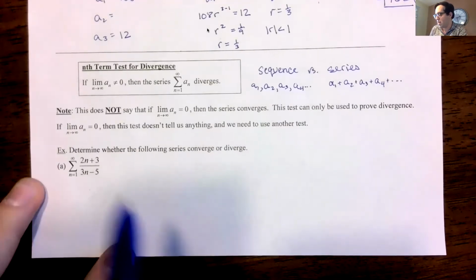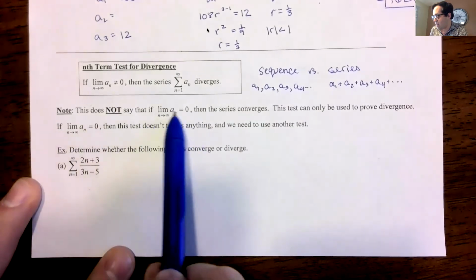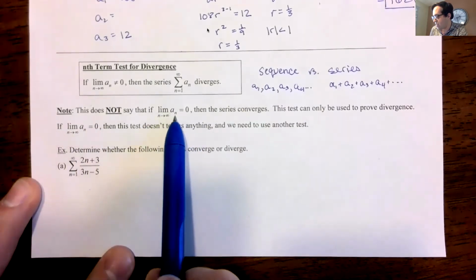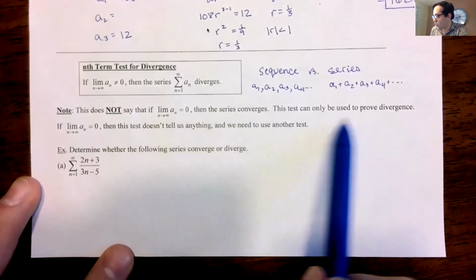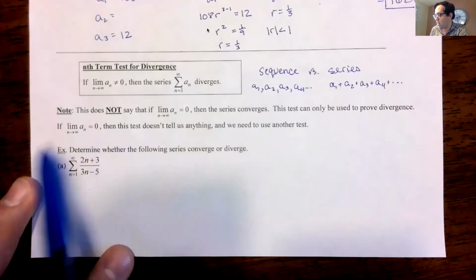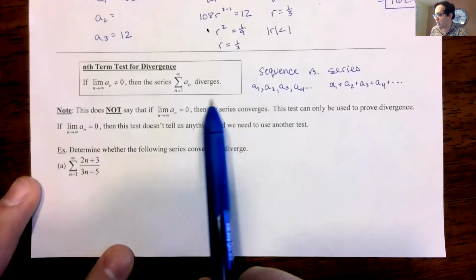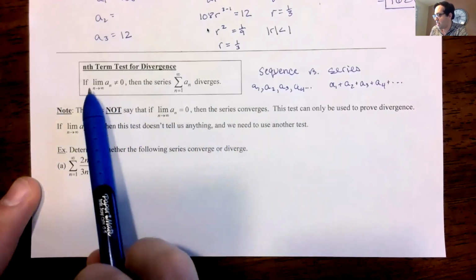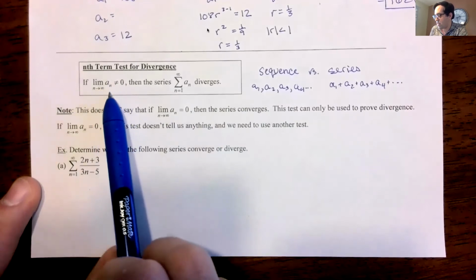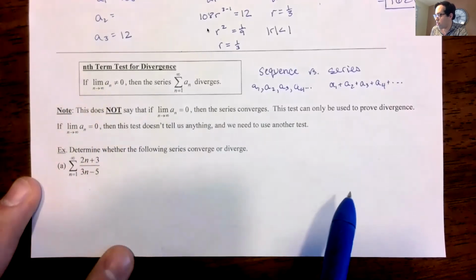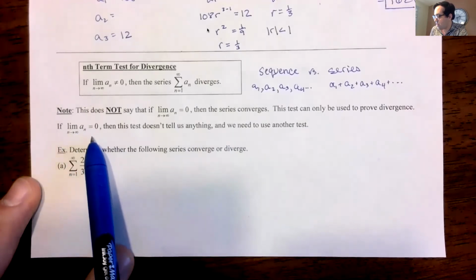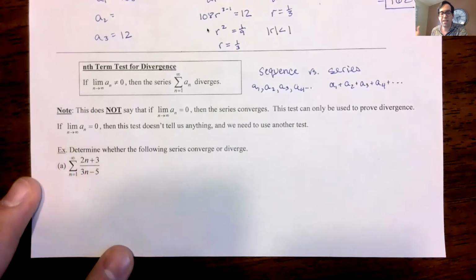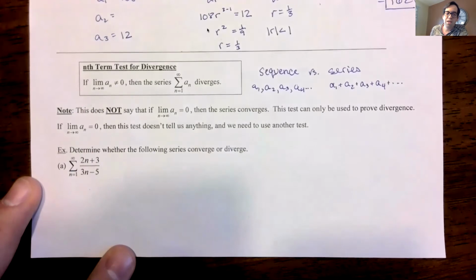Hopefully that makes sense. This does not say that if the limit as n approaches infinity of a sub n equals 0, then the series converges. This test can only be used to prove divergence. There are a lot of different ways that series can diverge. It's not just if the sequence does not approach 0, but that's one way to prove divergence. If the limit as n approaches infinity of a sub n equals 0, then this test doesn't tell us anything. We're going to need to use another test. And don't worry, we'll be learning lots of tests. But let me show you what I mean here.